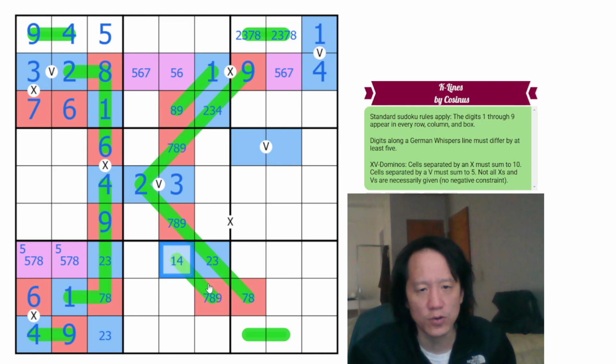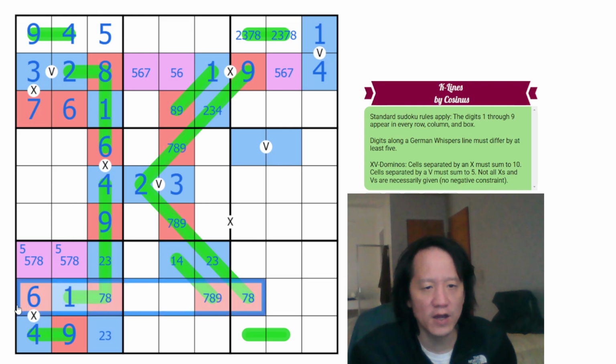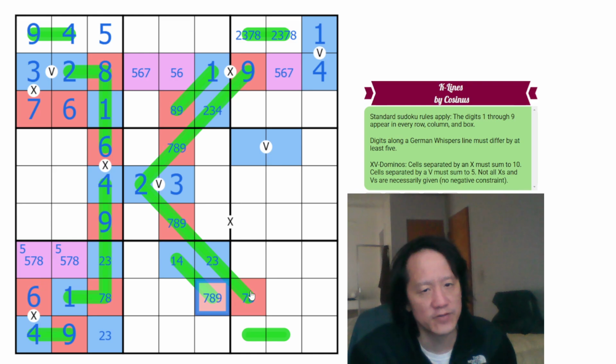This is 1, 4. Therefore, we already have a pair of 7 8s in row 8. Therefore, the rest of the row cannot contain 7 or 8. Therefore, this must be a 9.